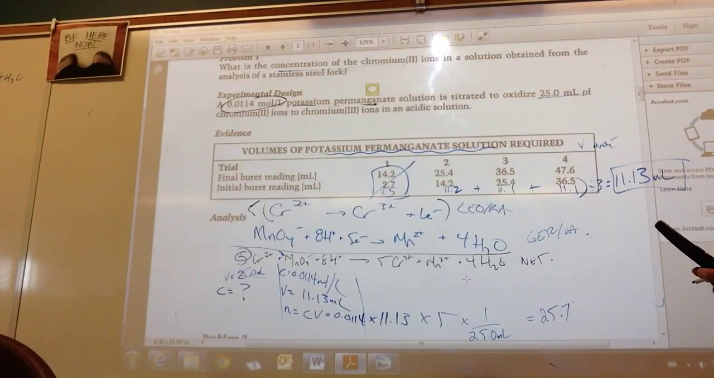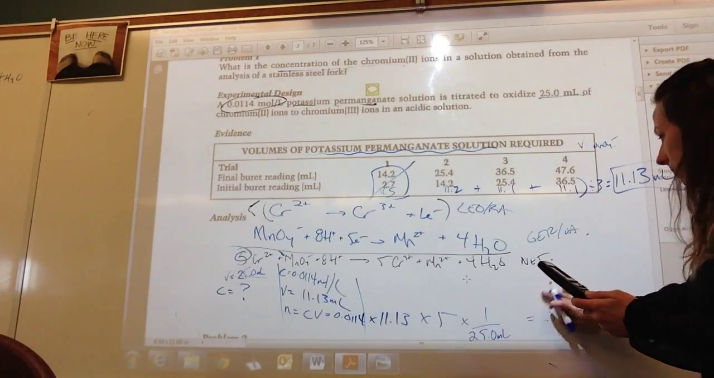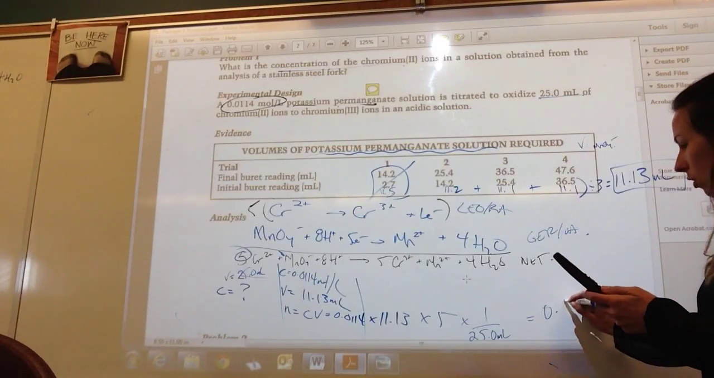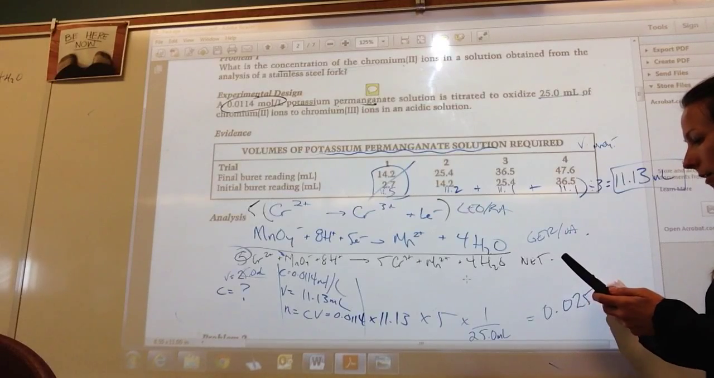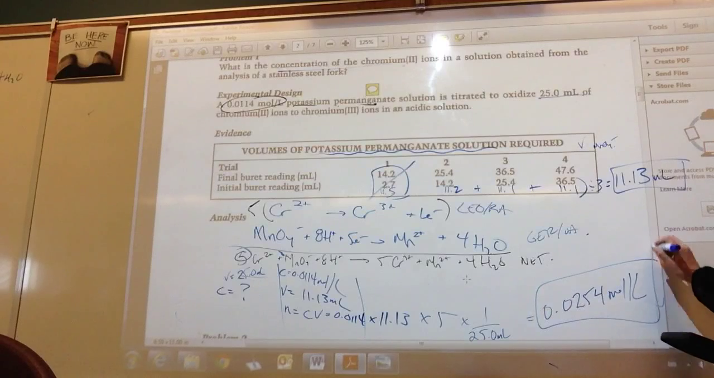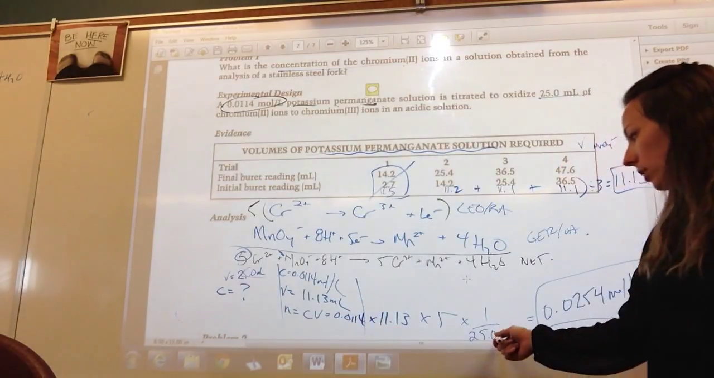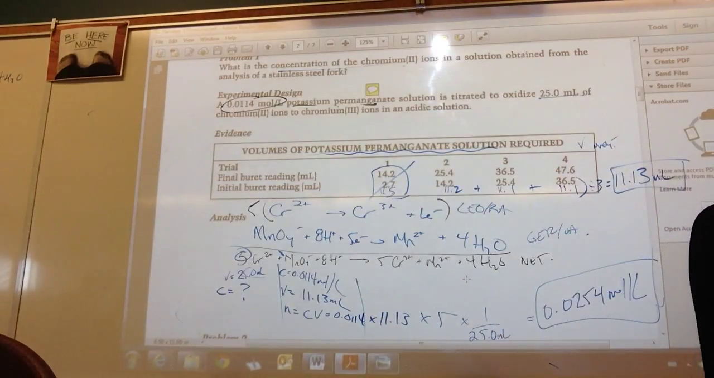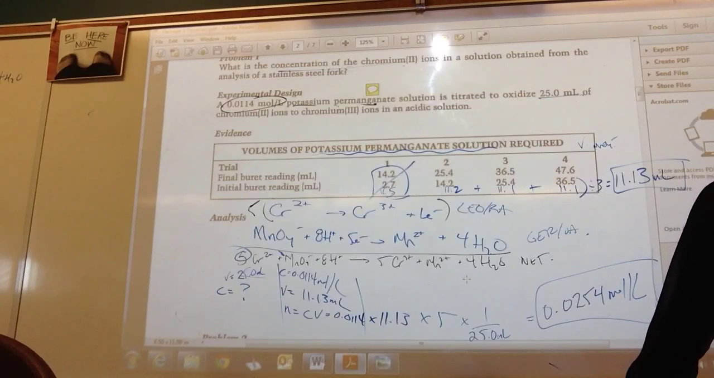0.0114 times 11.1333333 repeating times 5 over 1 divided by 25. Concentration is 0.0254 moles per liter. Those of you that said 25 are converting one side and not the other. You converted 1 mL and you didn't convert the other. Don't convert either of them. They're going to cancel out.